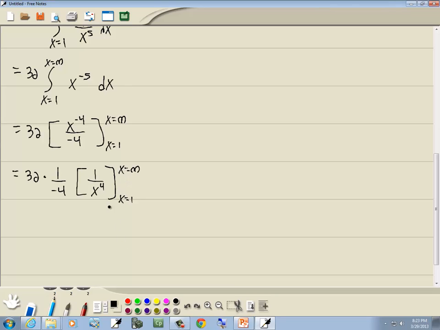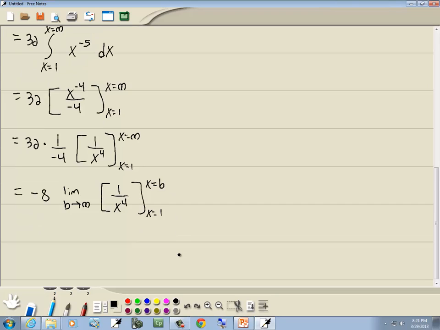Now this is an improper integral. And what we're really doing, 32 divided by negative 4 is negative 8, is instead of plugging in infinity, we're studying the limit as another variable, like b, goes to infinity. And so then we've got 1 over x to the 4th, and we're plugging in x equals 1 and x equals b, because you can't plug infinity in. All you can do is study the limit as it goes to infinity.